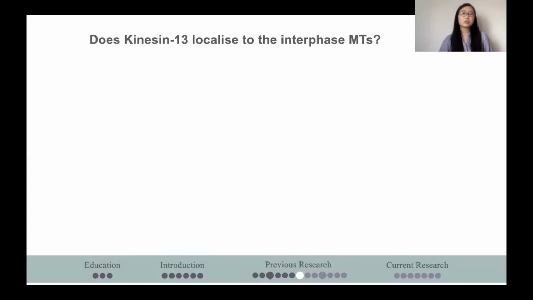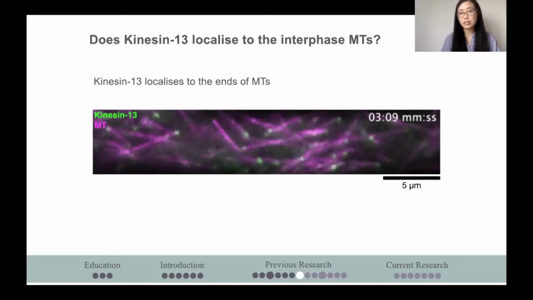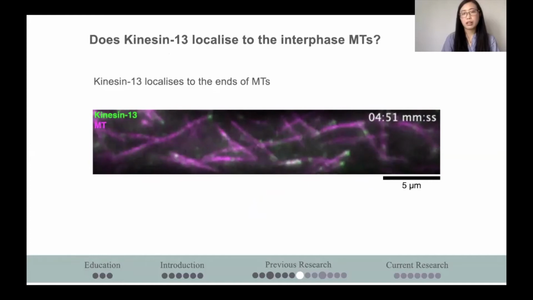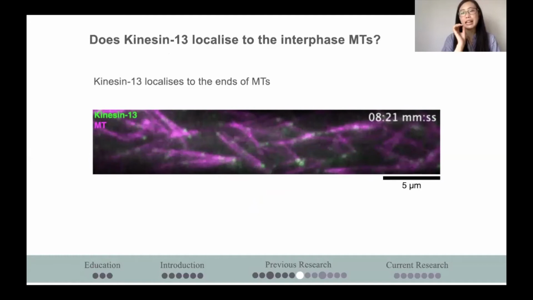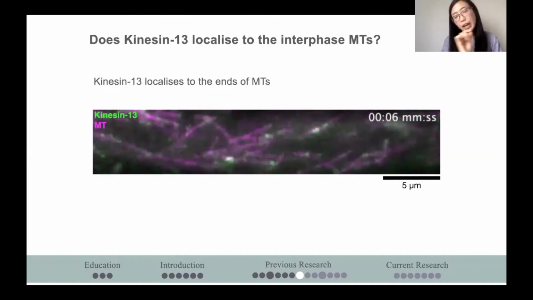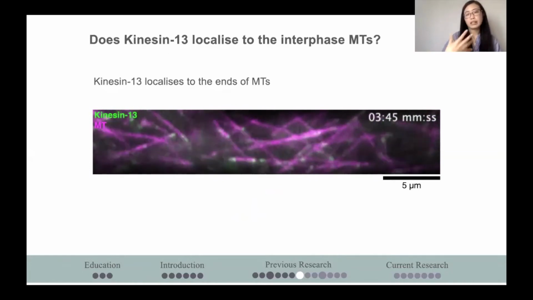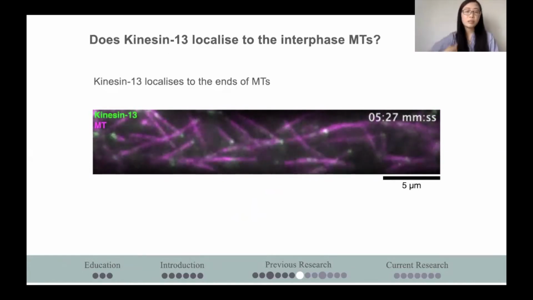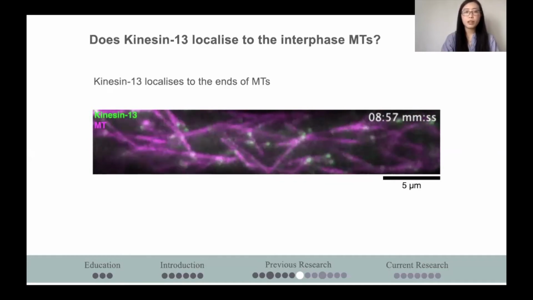So the first thing we needed to check was whether or not this kinesin 13 even localizes to the interphase microtubules. And so I checked for this, and you can see here, kinesin 13 is in green, and the microtubules are in magenta. And you can see these little dots on the microtubules, and they're just tracking the microtubules, and you can see that indeed kinesin 13 is here at the interphase microtubules. So this is good. This means that we can use interphase microtubules to analyze microtubule dynamics.